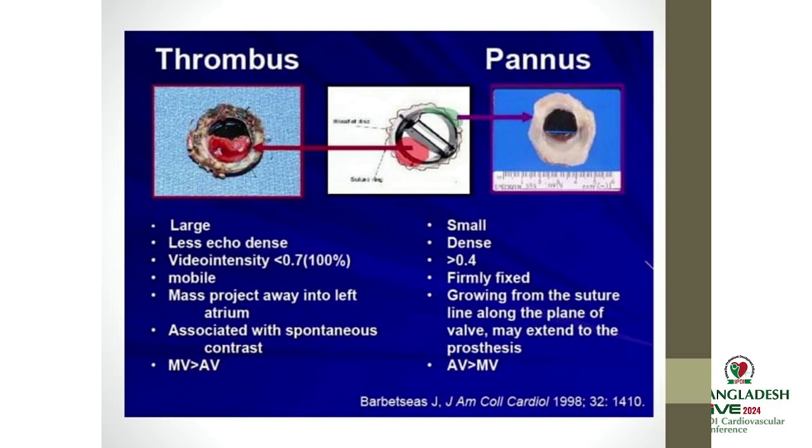Thrombus is large and less echodense, mobile, and associated with spontaneous echocontrast, and thrombosis occurs more in the mitral valve than the aortic valve. In contrast, pannus is small, dense, and firmly fixed, and pannus has no or less relationship with anticoagulation, because thrombosis in a patient has a history of discontinuation or inadequate anticoagulation.